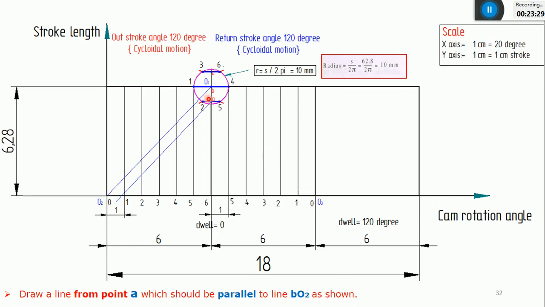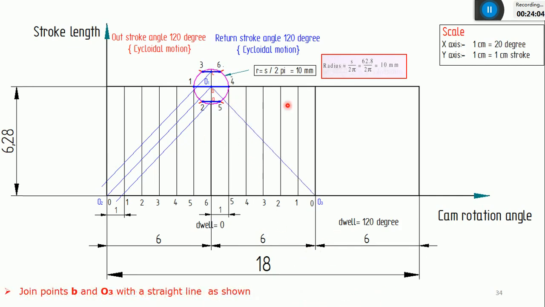In a similar manner, from the third intersection point, that is C, I'll draw one more line which is again parallel to this BO2 like this. You can see this is also parallel to this BO2. This BO2 is a diagonal, and whatever line is coming from A and whatever is coming from point C, both are parallel to this BO2. So you can draw a line from point C which should be parallel to BO2.